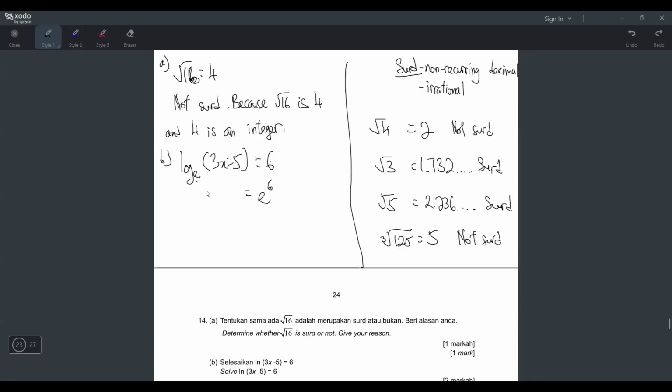It means the 6 become power, and then here is 3x minus 5. But I'm trying to find x, so you should take e power 6 minus 5, so plus 5, times 3, so over 3. Now it's time to press the calculator.